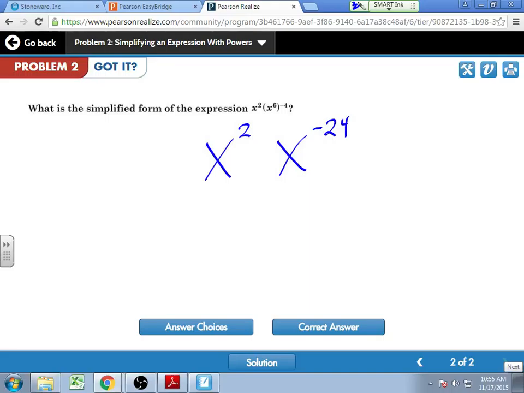Then you multiply those. It says multiply. You have to multiply, but then you just add them. So I'm multiplying the values, but adding the exponents. So that's x to the -22nd. So then, Alex, that becomes 1 over x to the 22nd.